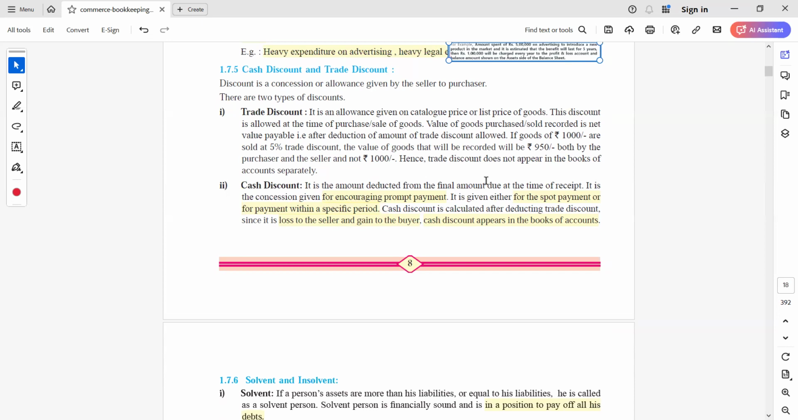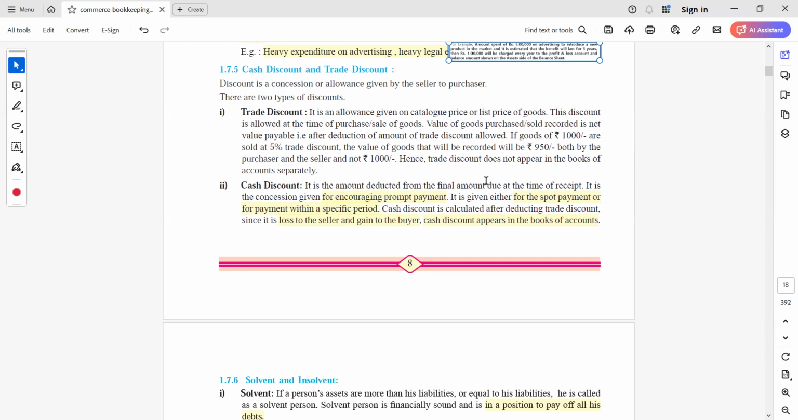The reason could be prompt payment, like he's ready to pay you immediately. Or maybe the payment terms are 90 days, meaning after purchase the purchaser will pay you after 90 days, but instead he comes to you and says, I'll pay you immediately, or instead of 90 days I will pay you in 30 days. In that case you give him an additional discount, that is called a cash discount.